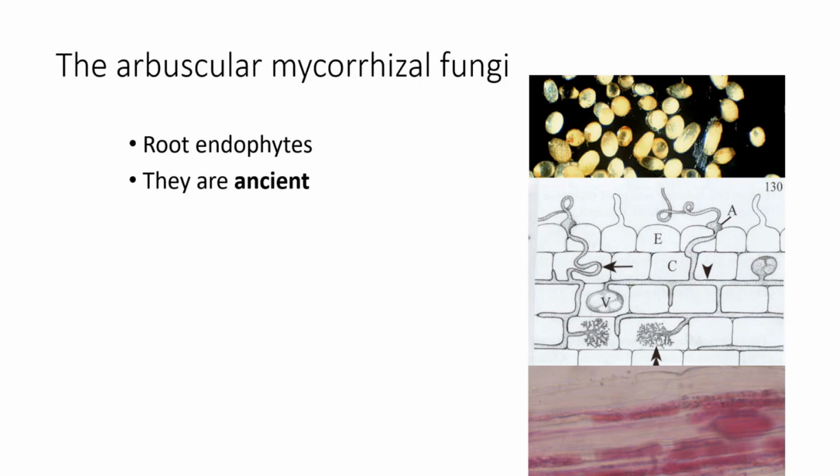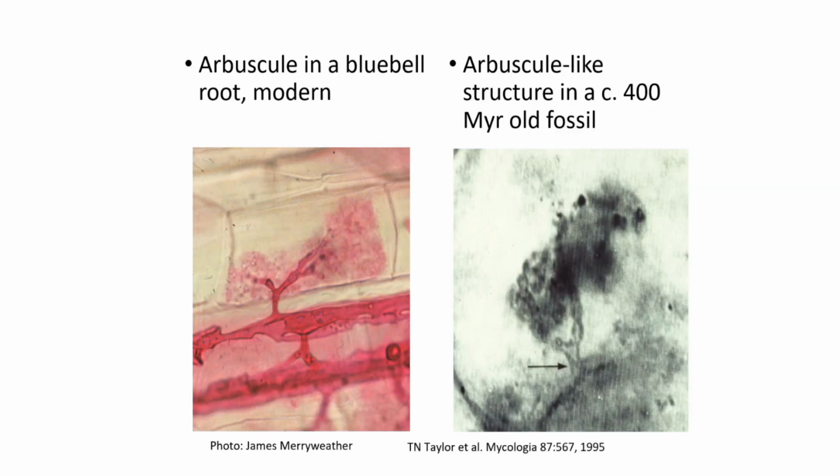They're also very ancient, considered to have co-evolved and to have been part of the process of plants colonizing the land. Just to give you an example of that, here's a lovely micrograph from James Merriweather, who may be well known to some of the people in this room, if not all. It's a photo from his work at York of an arbuscule in a bluebell root, and that photograph dates from about 1995. Here's another micrograph of an arbuscule in a root, and that's from a 400 million year old fossil. They haven't changed very much.